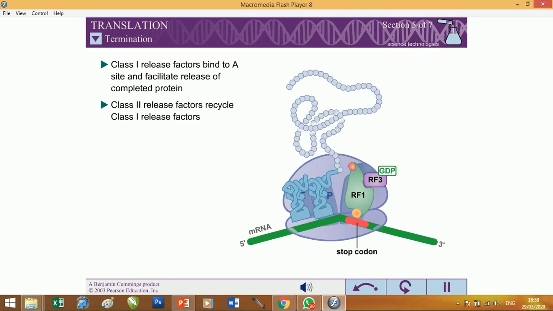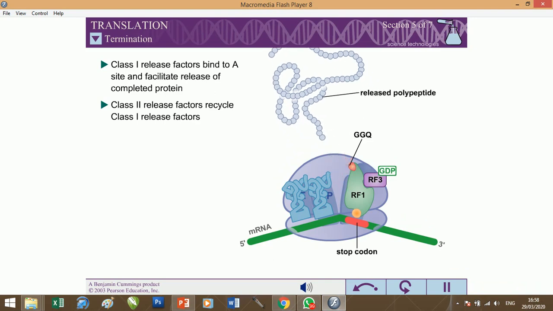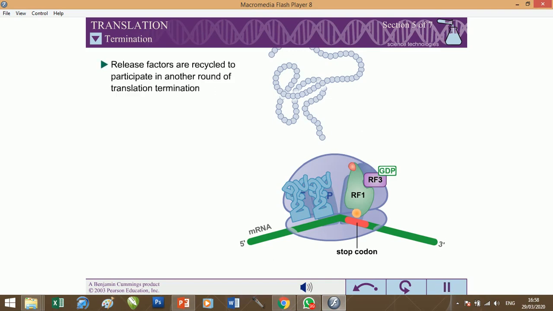After the class I and class II release factors are both bound, a glycine-glycine-glutamine, or GGQ motif, on the class I release factor triggers hydrolysis of the protein from the tRNA in the P site. Release of the protein from the ribosome triggers the recycling of the release factors.